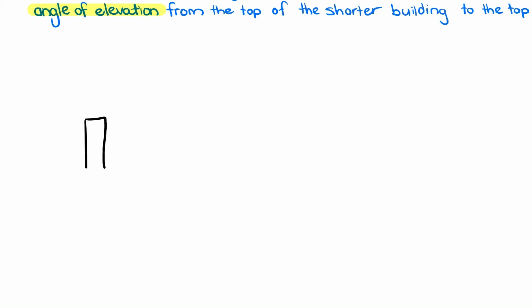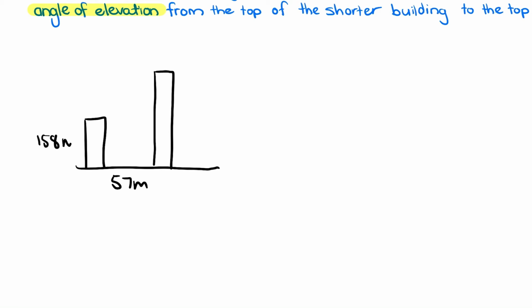So we've got a shorter one and then we've got a taller one here. Okay, so they're obviously on the ground because they're buildings. Okay, we've been told they're 57 meters apart. The shorter one is 158 meters and the taller one is 237 meters. Okay, so now that we've done this, we've got a base to work from.